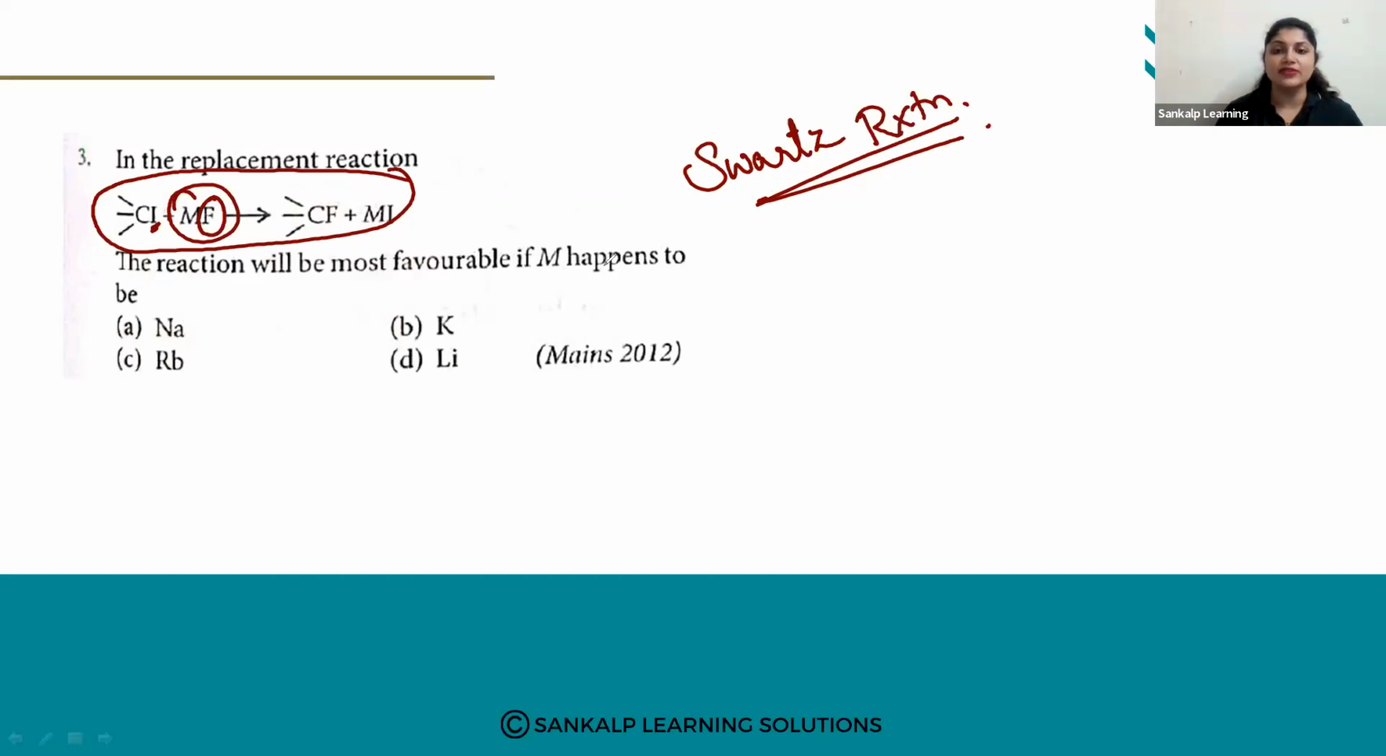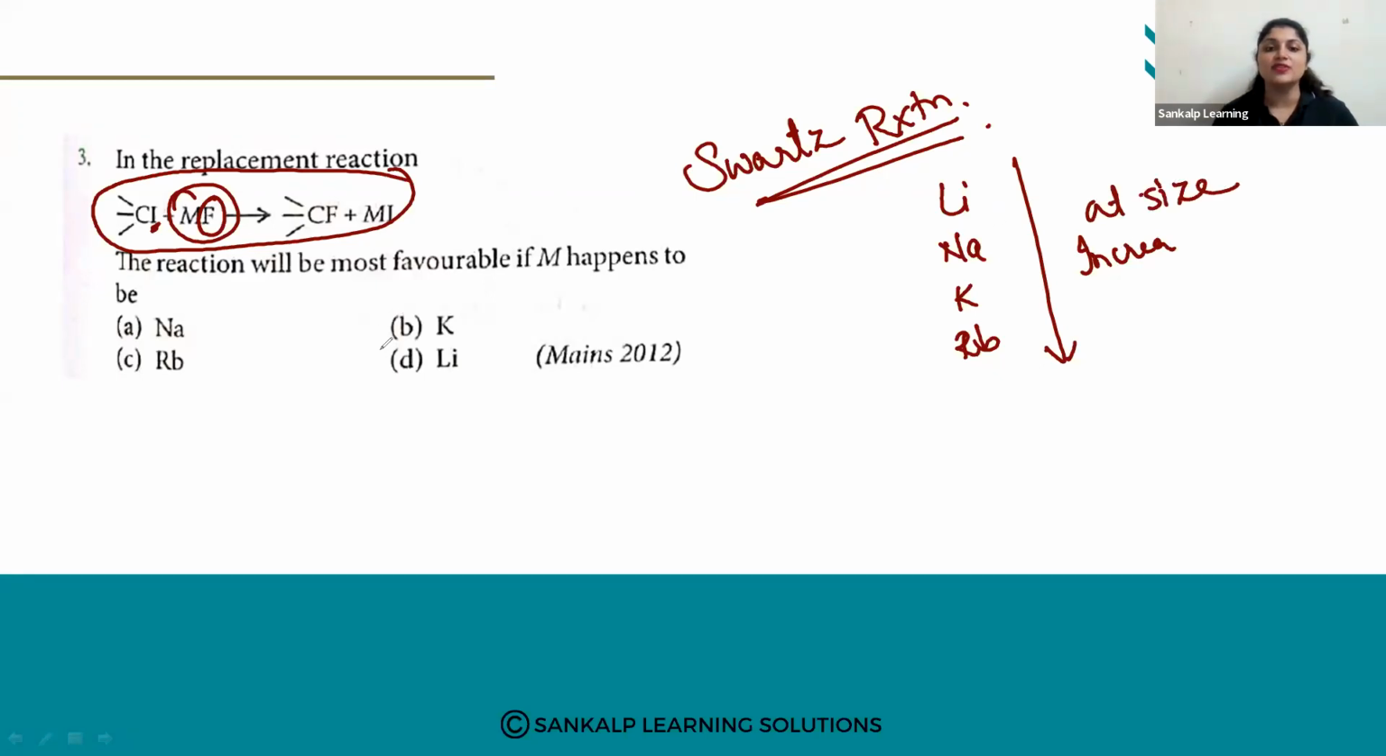So if you take the metal which is of larger size, then the metallic fluorides are most soluble, so that the replacement reaction takes place easily. So if you see, these are all alkali metals. Lithium, then sodium, then potassium and rubidium. As you go down the group, the atomic size will go on increasing. So if you take the metal which is of large size, then it will be highly soluble.